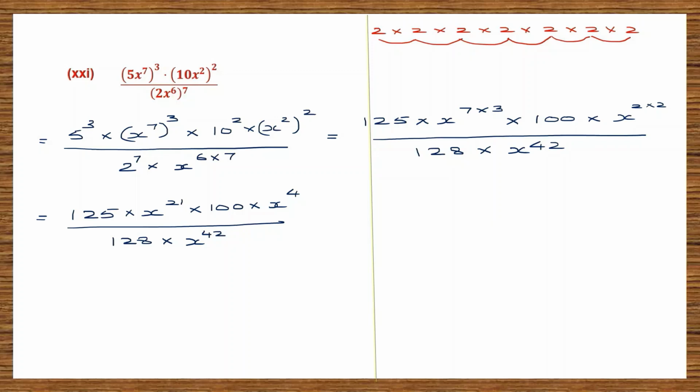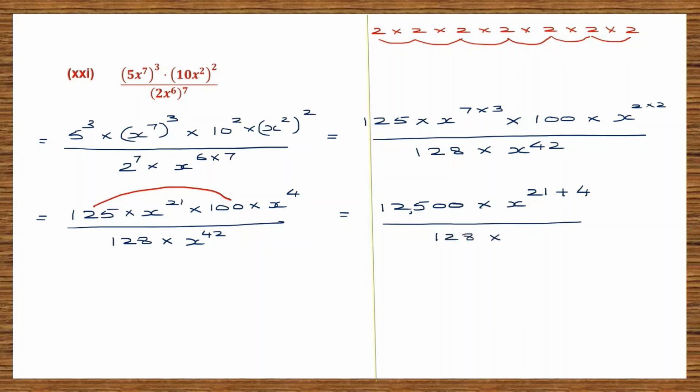Now let's multiply the numbers. So we have 125 and 100. So let's multiply these two numbers first. So it will be 125 into 100, which is equal to 125, and then you add 2 zeros, 12,500 into x to the power of, now here since the base is the same, we can multiply x to the power of 21 into x to the power of 4. That means we add the powers, x to the power of 21 plus 4. And in the denominator, what do we have?